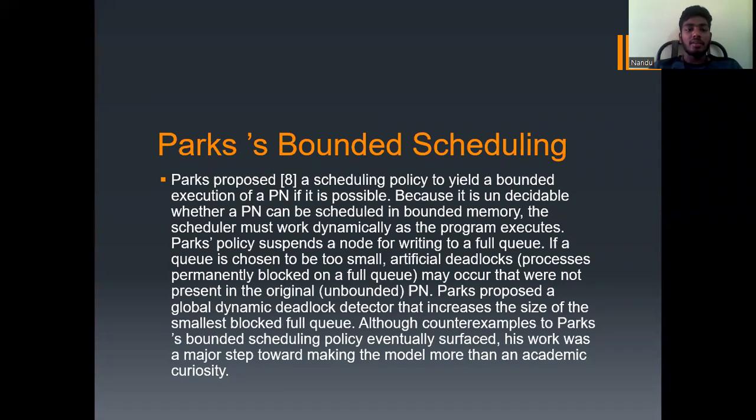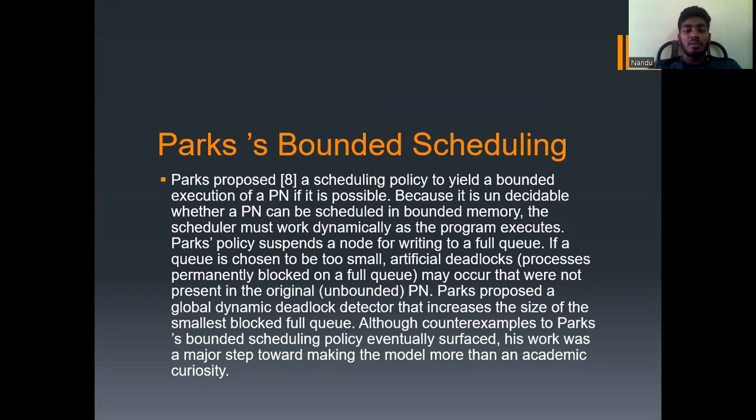Parks' bounded scheduling is a scheduling policy to yield a bounded execution of a PN, if it is possible, because it is undecidable whether a PN can be scheduled in bounded memory. The scheduler must work dynamically as the program executes. Parks' policy suspends a node waiting to write to a full queue. If a queue is chosen to be too small, artificial deadlocks, processes permanently blocked on the full queue, may arise that are not present in the original unbounded PN.